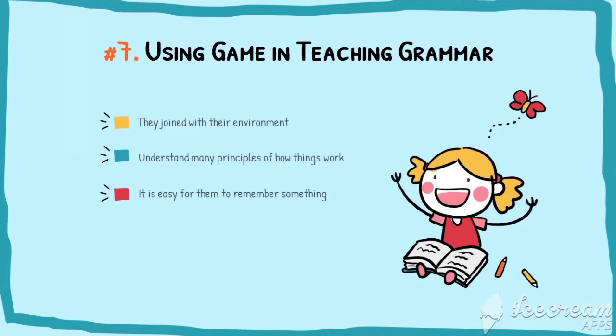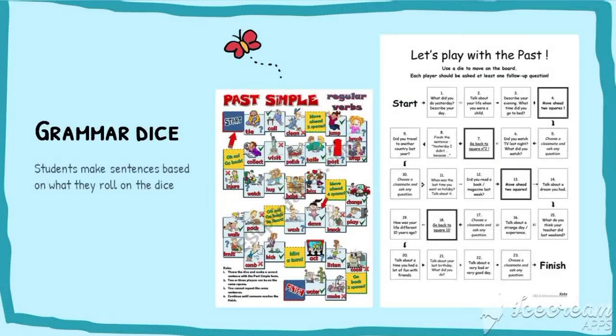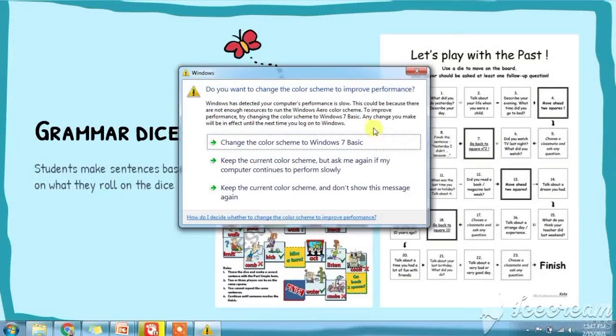But remember, when the teacher decides to use games in teaching grammar for young learners, the teacher must decide whether the level of the game fits with the students' language level. If a game is suitable for the learner's level, the grammatical knowledge can be used easily as they are playing the game. There are many grammar games that can be used by the teacher to teach young learners. For example, like this one, grammar dice. Students make sentences based on what they roll on the dice.